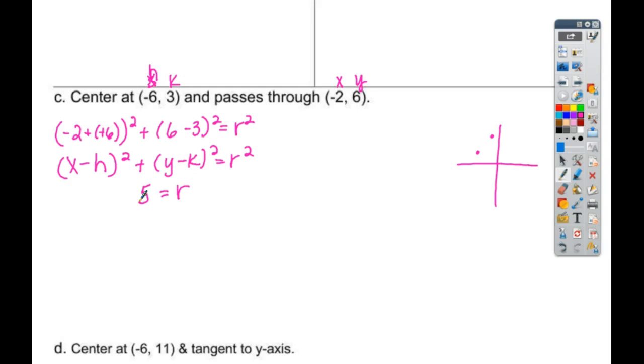So once I have the radius, now I can do standard form.